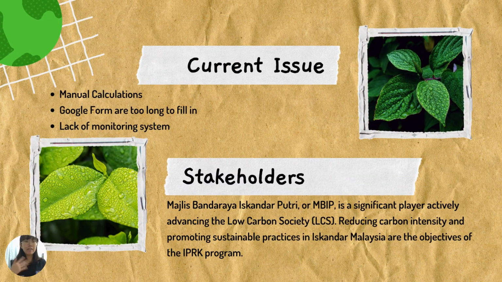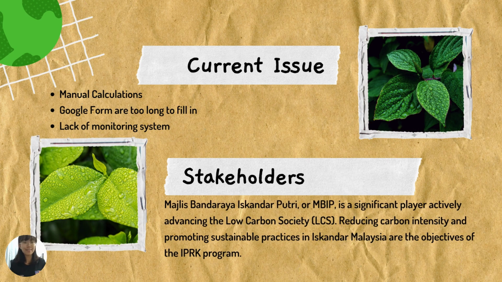The current issue faced by the current system of MBIP is manual calculation, because they are using Google Form, so they need to calculate by themselves. Google Form is also too long to fill in for the user, so it is not attractive for the user. And this causes a lack of monitoring. After that, the stakeholder for this system is obviously MBIP, Majlis Bandaraya Iskandar Putri, which plays a significant role in advancing the low carbon society.